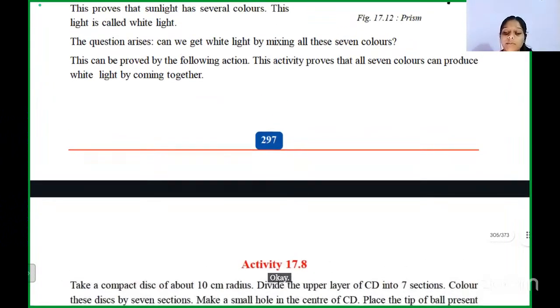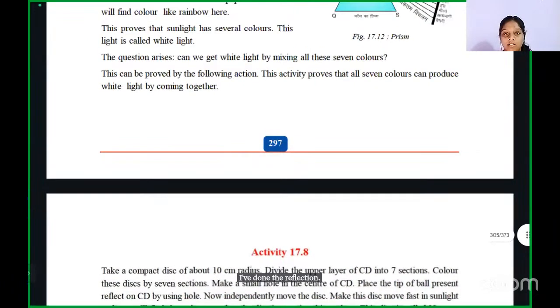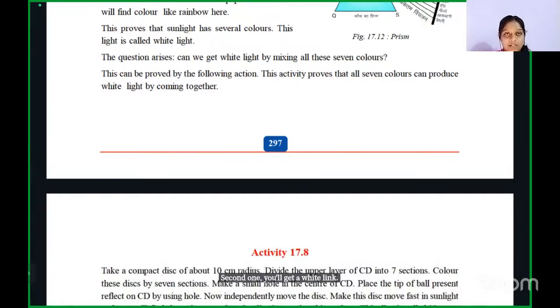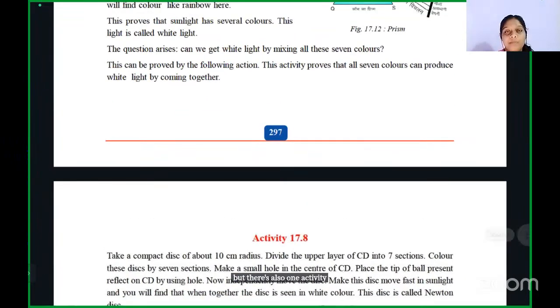Now, can we get white light by mixing all these seven colors? Yes. On one side we have done the reflection, and here seven colors are reflected. Again, you put a reflective surface in that, and through that second one, you'll get a white light. Try this experiment out. There's also one activity to prove this: if we merge all those seven colors together once again, we will get a white light. That is definitely so.